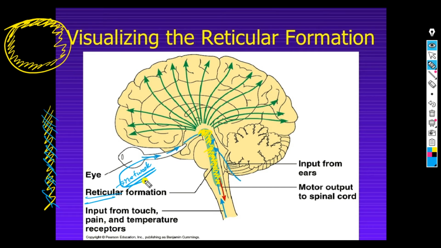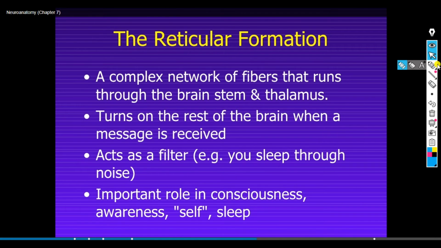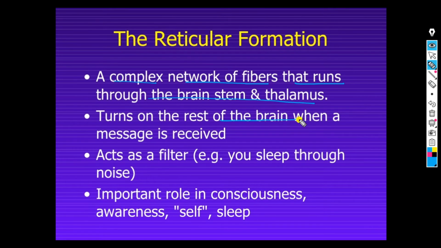In the brainstem, you can see the reticular formation. It is a complex network. You can see the fibers from the eye, the fibers to the cerebral cortex, and the fibers to the spinal cord. Reticular means a network. It is a complex network of fibers that runs through the brainstem and thalamus, turns on the rest of the brain when a message is received, and acts as a filter. It has an important role in consciousness, awareness, self, and sleep.